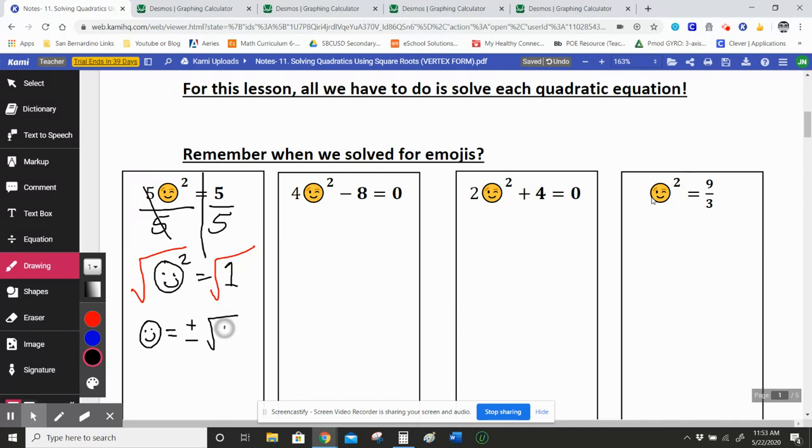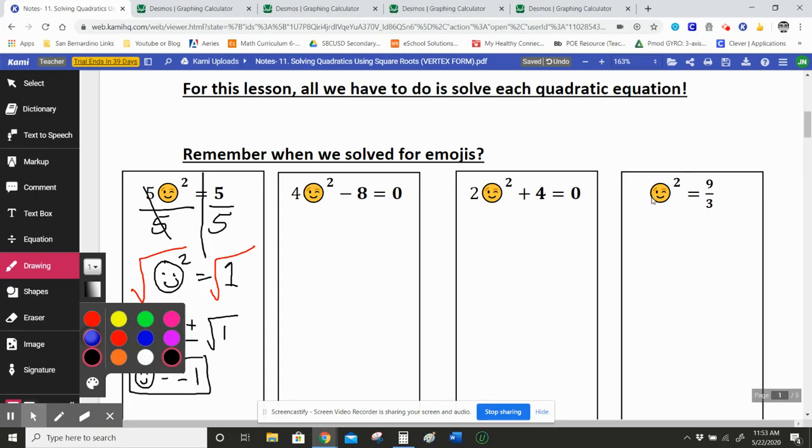So positive, negative, square root of 1, which means that the answers are... that came out kind of weird. The answers are, happy face emoji is equal to plus or minus 1, which means there are actually two solutions, x equals 1 or x equals negative 1. Okay, so that'll be my first answer.